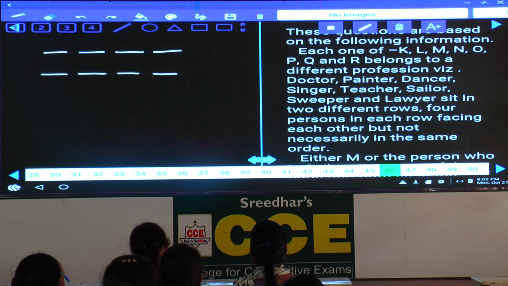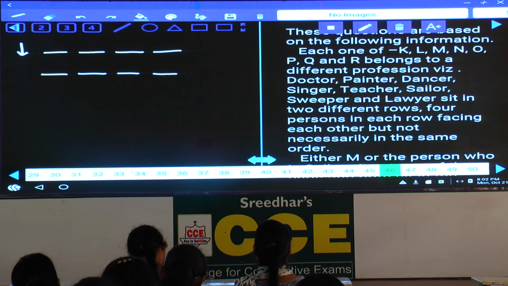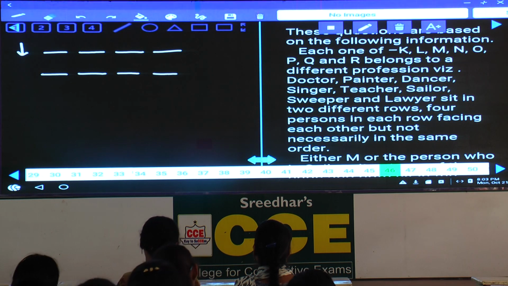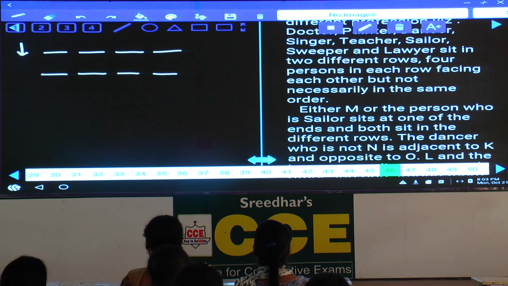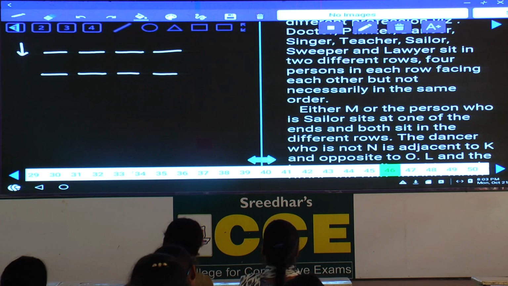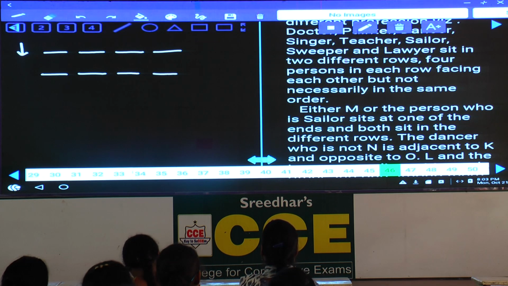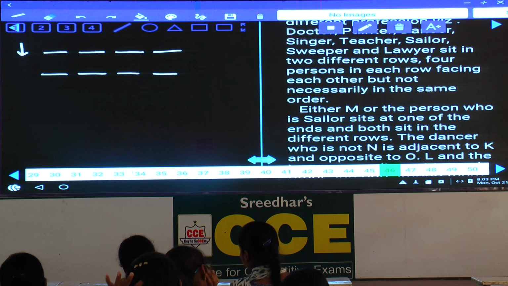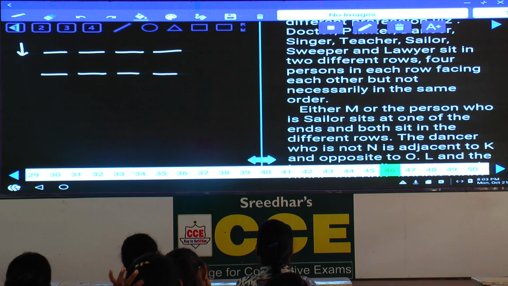4 persons were seated. In the earlier set of questions, we used to discuss like this. Now K to N are the persons who are facing south and the remaining persons are facing north each other. Here it is not that way. Now we need to find out who is sitting in which row. Then first one, each one of them belongs to a different profession as well. Then first one, either M or the person who is a sailor sits at one of the ends of the row, isn't it? Either M or the person who is a sailor sits at one of the ends and both sit in different rows.